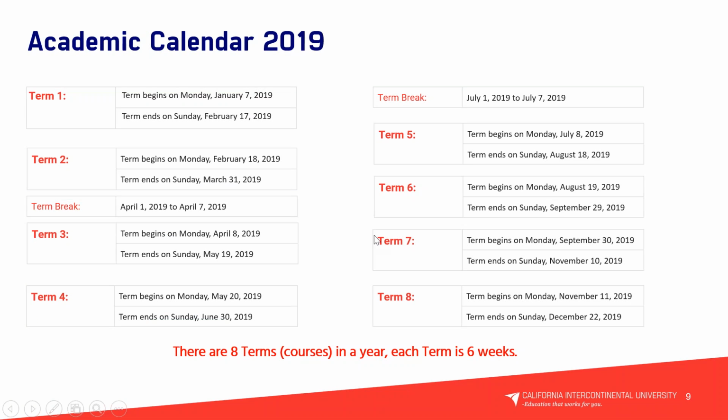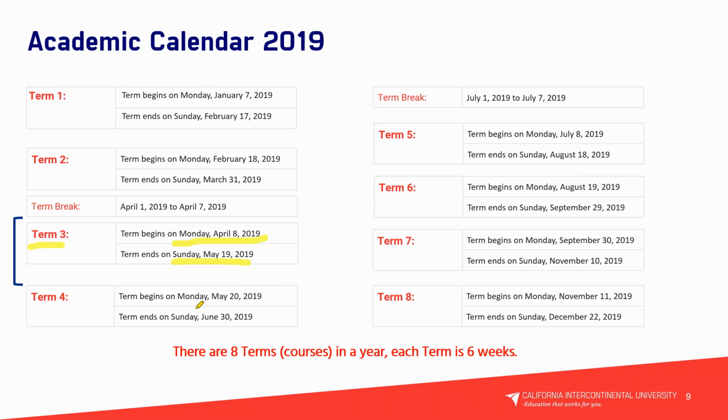Let's talk about the academic calendar. I always like to show students where they're going to start in the year. So we're starting here in term 3 of the 2019 academic calendar, and our first day of class is going to be on Monday, April 8th. Like I mentioned during our one-on-one conversation, the courses are broken down into 6 weeks. Each week is a unit. So your first class begins on Monday, April 8th, and it will be ending on Sunday, May 19th.